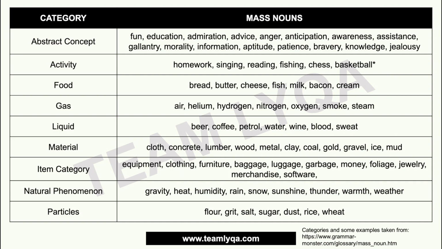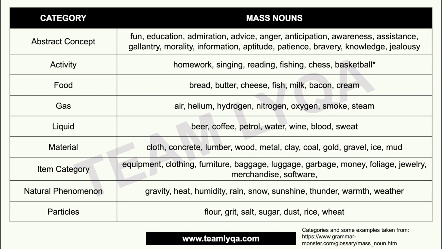So food, we have bread, butter, cheese, fish, milk, bacon, and cream. Again, we don't say 2 cream or 4 cream. Nilalagay natin sila sa containers, di ba? 4 bags of cream, 4 cups of milk, 3 kilos of bacon, ang dami nun, no? But we don't say 3 bacon. I think 3 pieces, 3 strips, pero you don't say 3 bacon. Okay? Gas, ganun din.